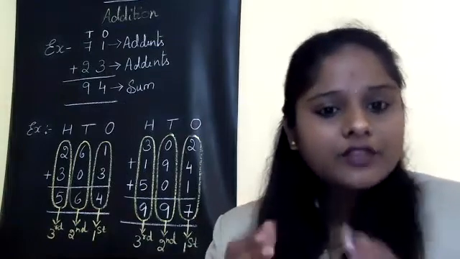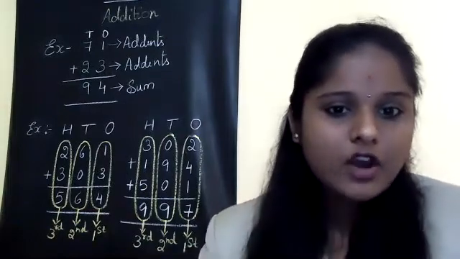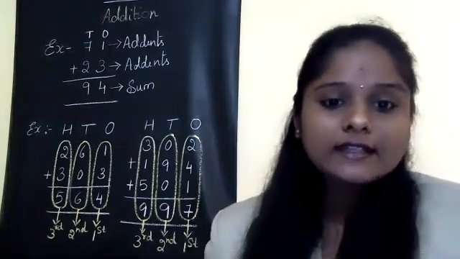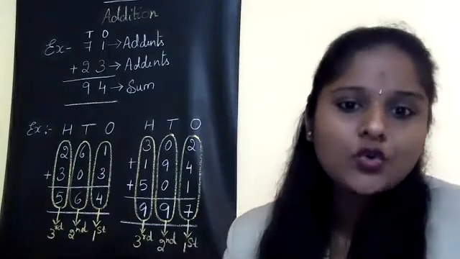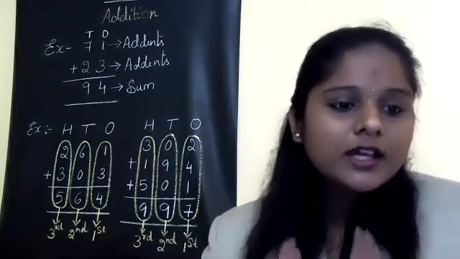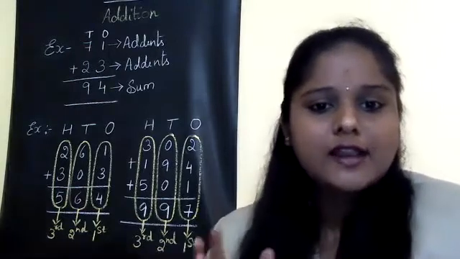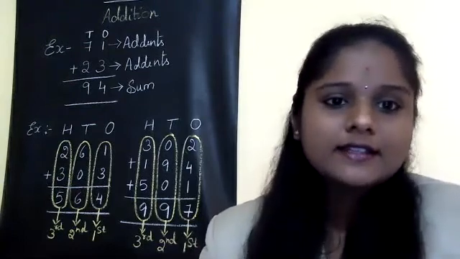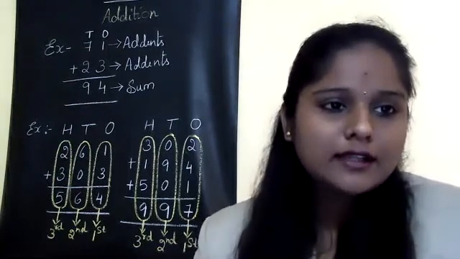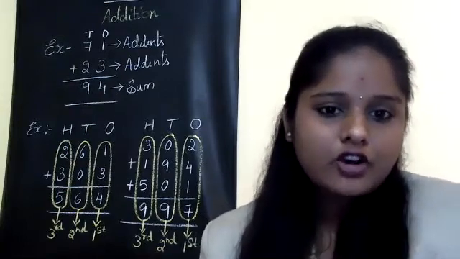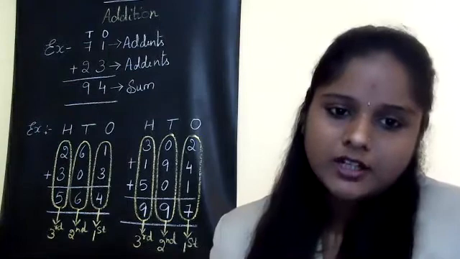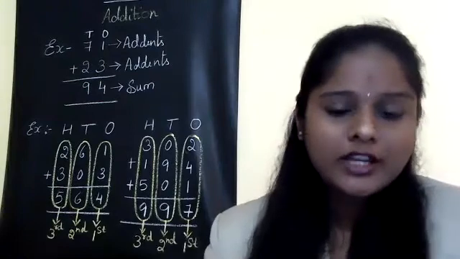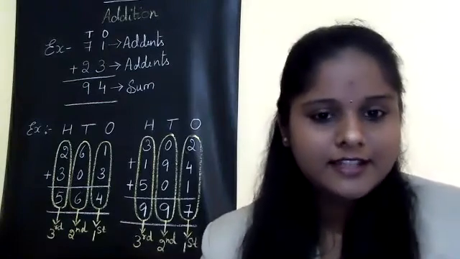Okay, and after adding them, whatever answer we are going to get, the total answer, that answer we call the sum. Okay, S-U-M, sum. The answer that is obtained at the last after adding the numbers, we call the sum. Okay, so these are the new terms that you are going to learn in this chapter, that is addends and sum. So now let us recall a two-digit addition, whatever we have studied in our second standard.